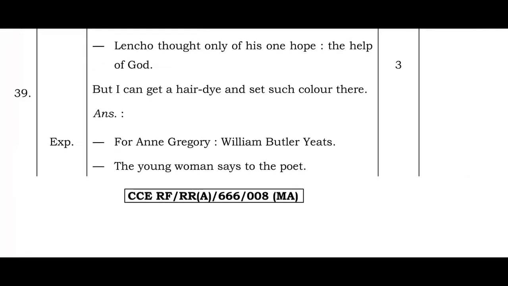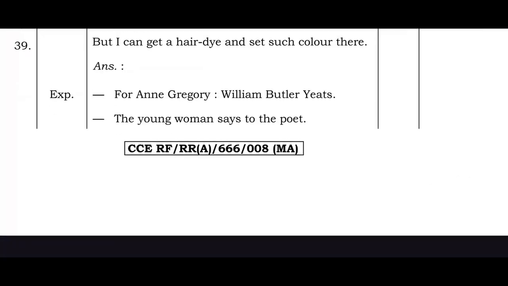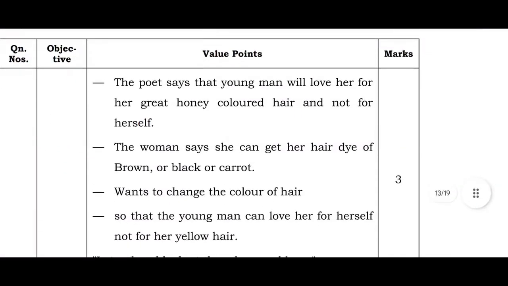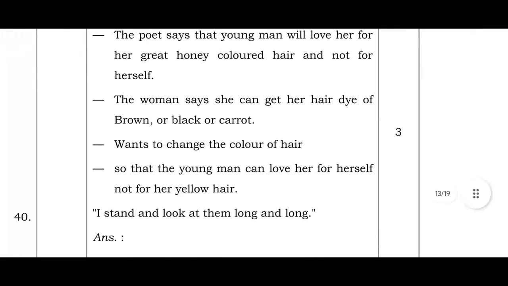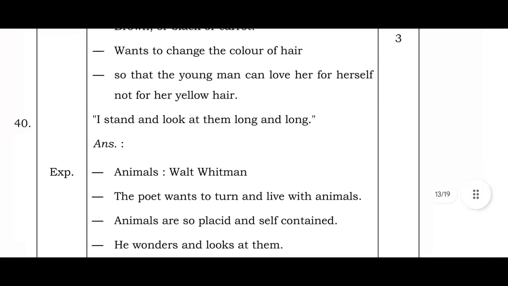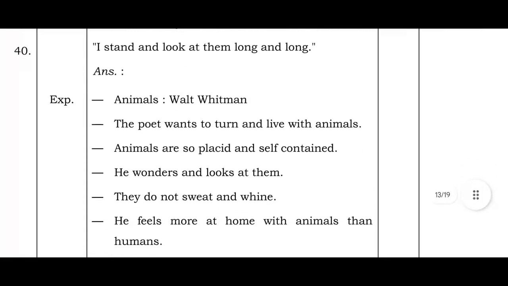But I can get a hair dye and set such color there. For Anne Gregory, William Butler Yeats. The young woman says this to the poet. The poet says that a young man will love her for her great honey-colored hair and not for herself. The woman says she can get her hair dyed brown or black or carrot. She wants to change the color of her hair so that the young man can love her for herself, not for her yellow hair.